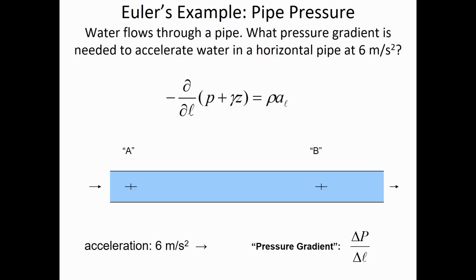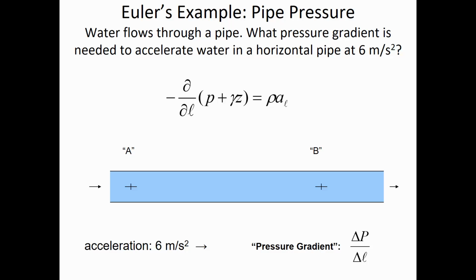Now, the other thing we need to recognize is that if we expand out Euler's equation, that's going to be the pressure at B plus gamma ZB minus the pressure at A minus gamma ZA is equal to negative delta X density acceleration in X. The two elevations are the same. ZA equals ZB because it's a horizontal pipe. So we can cancel out the ZA and the ZB term. So it's just PB minus PA.